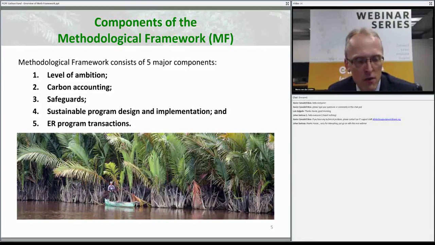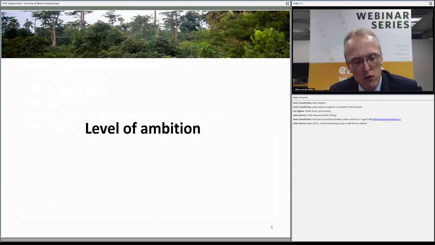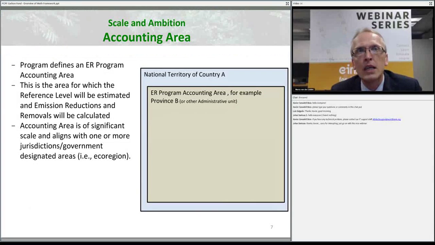To start off with the first one, the level of ambition. That basically talks about the expectations in terms of the size of the programs and how you're going to be implementing and accounting that. So what the methodological framework says is you need to define something which we call an ER program accounting area. And this is the area where you will be implementing your REDD activities, but it's also the area for which the reference level will be estimated and the emission reductions will be calculated.